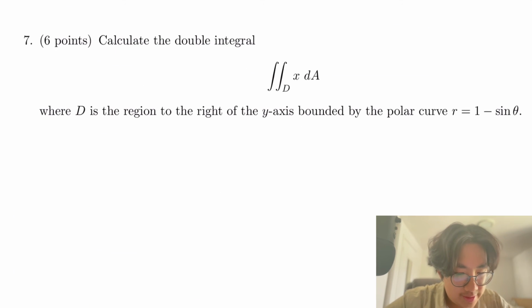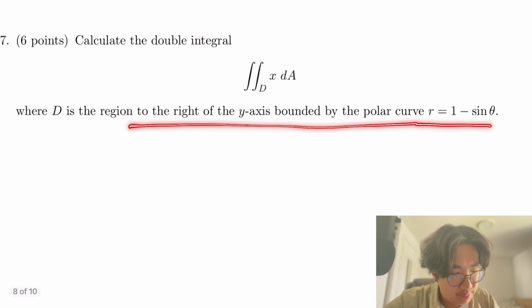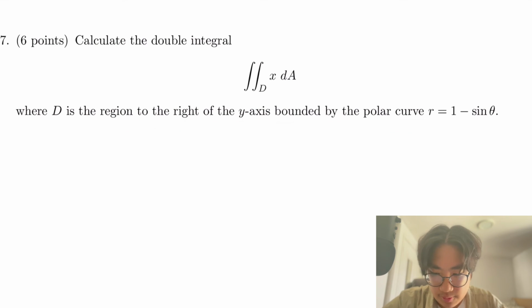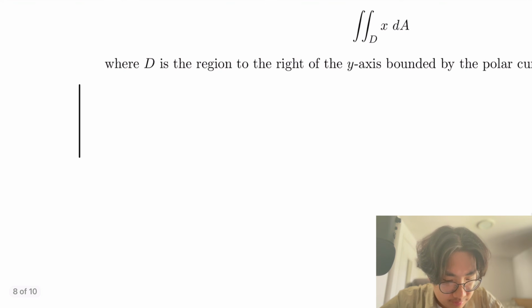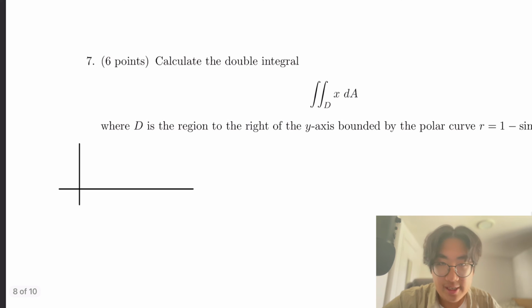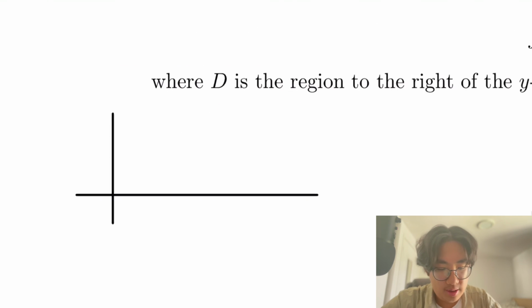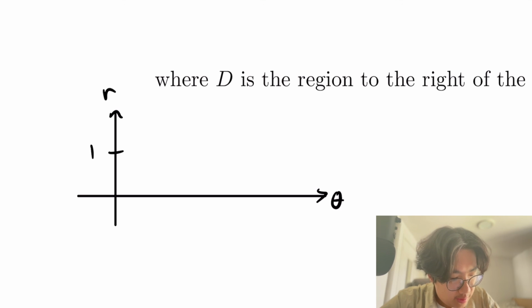Okay, next, we want to calculate the double integral over here, where again, D is the region to the right of the y-axis bounded by this polar curve over here. So what I'll do is I'll quickly sketch this out. So we have 1 minus sine, so we're basically shifting negative sine up by 1. So this will become kind of like our middle. So this is again r theta.